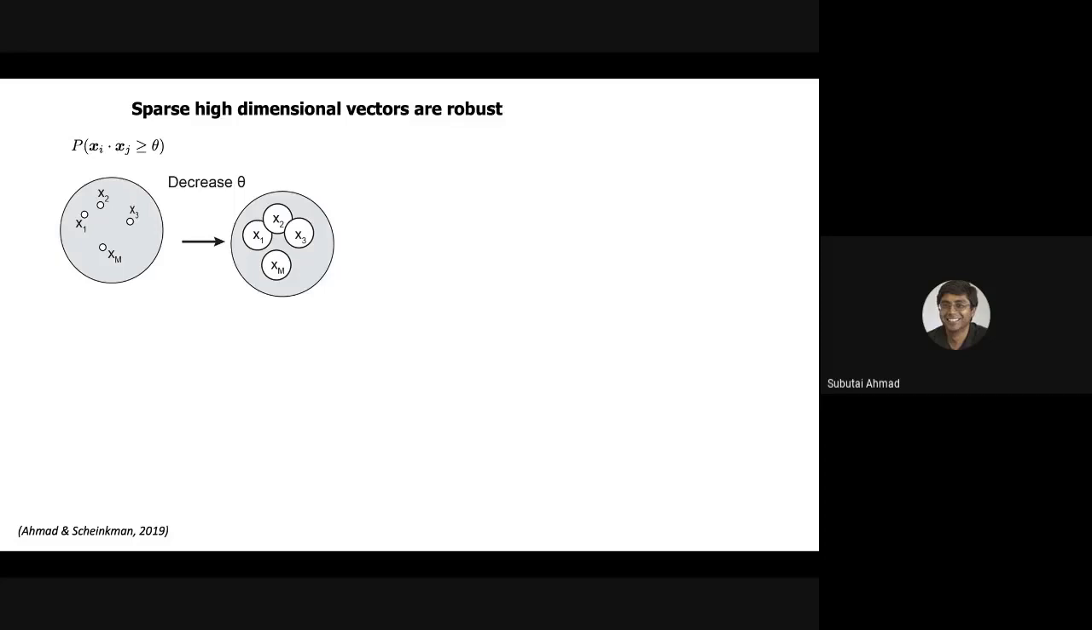And the interesting thing is that as you increase the dimensionality of sparse vectors, the size of the gray sphere, the set of all possible patterns, increases much, much faster than the rate at which these white circles increase. And what that means is that if you look at the ratio of the volume of the white circles to the volume of the gray circle, that decreases exponentially. So these sparse vectors are actually incredibly far apart, exponentially far apart.